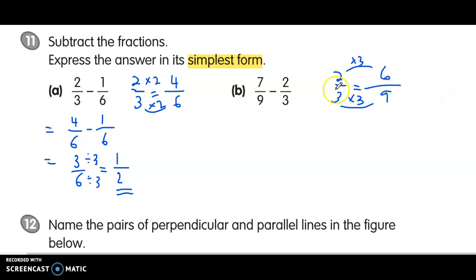So again, do not stop here because we need to subtract. So bring this down. 7 out of 9 minus, we change the fraction, right? To a like fraction to minus 6 out of 9. You will get 1 out of 9. Now, is there any way we can divide to make it into its simplest form? No. Therefore, the answer is 1 out of 9.